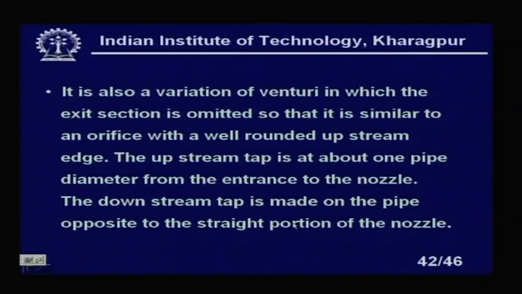And it is also a variation of the venturi in which the exit section is omitted. We do not have an exit section if you look at it very carefully. So, it is similar to an orifice with a well rounded upstream edge. The upstream tap is about 1 pipe diameter from the entrance to the nozzle, and the downstream tap is made on the pipe opposite to the straight portion of the nozzle, that already we have discussed, right. We have shown that thing.